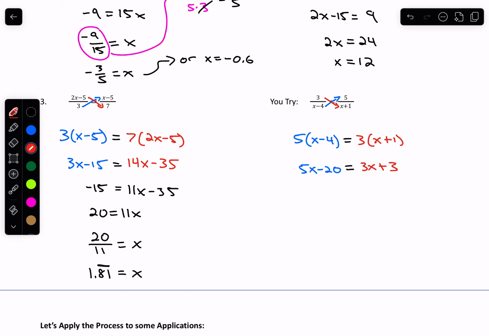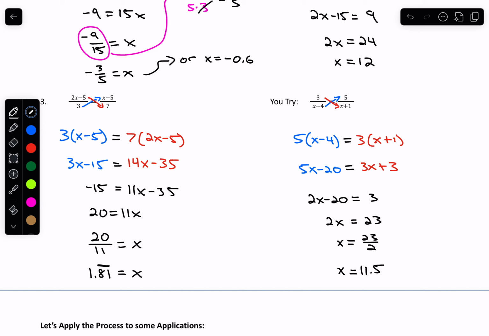So now we have a two-step equation. I'm going to go ahead and subtract 3x from both sides to get that 2x minus 20 is equal to 3. I'm going to add 20 to both sides to get that 2x is equal to 23, and then divide by 2 to get that x is 23 over 2. Now, 23 over 2 is, in my opinion, the best answer, but if you prefer a decimal, you could also say that x is 11.5, and that is just as good.